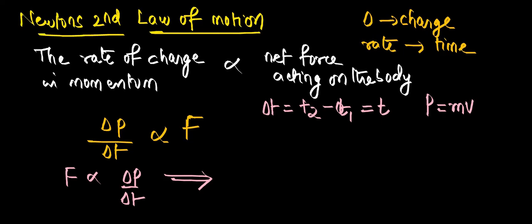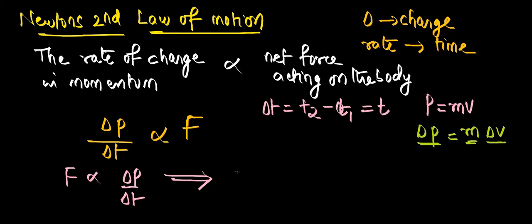So I can say that the change in momentum is because of the change in velocity, but mass remains the same. M stays as it is, only v becomes delta v. So there is a change in velocity, that's why there is a change in momentum. Understood this point?